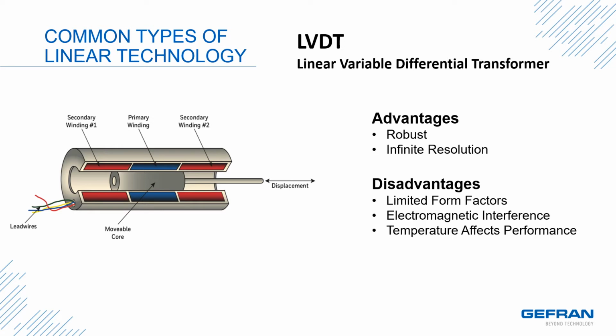Advantages of this technology: it is robust because the movable core does not touch the coils. Since it is based on an electromagnetic coupling, the resolution is infinite, or limited only by the data acquisition system. Disadvantages: due to the core within a tube design, form factors of the sensor are limited. Being electromagnetically coupled, the device is sensitive to electromagnetic interference. Temperature affects performance. Because of the above disadvantages, LVDTs are used less commonly now than magnetostrictive and potentiometric sensors.